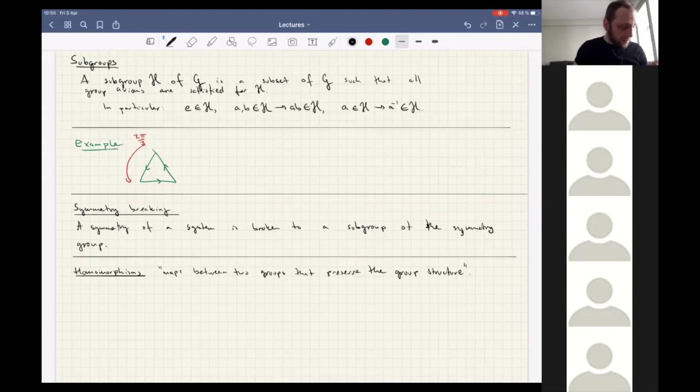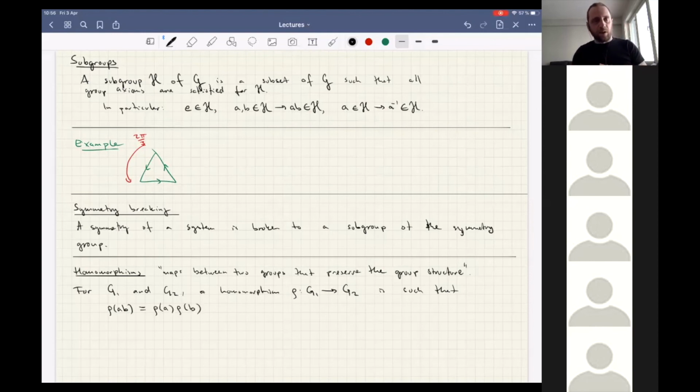So let's take two groups. Let's call them G1 and G2. A homomorphism between those two groups, let's call it ρ, is a map from G1 to G2 such that if you take ρ for any two elements A and B that are elements in G1, if you take ρ and you apply it to the product, what you get is the product of ρ acting on A and B separately.